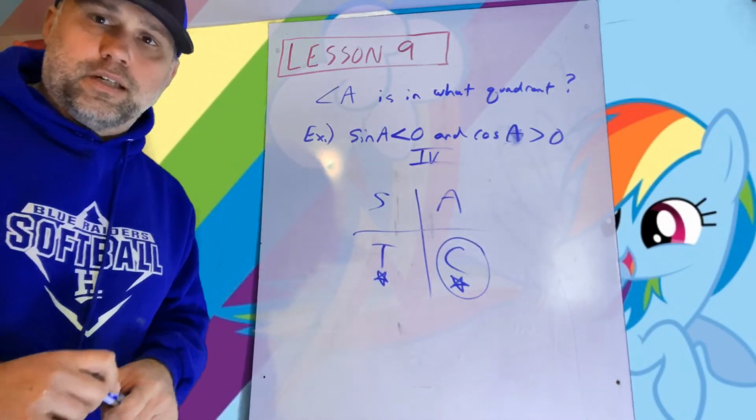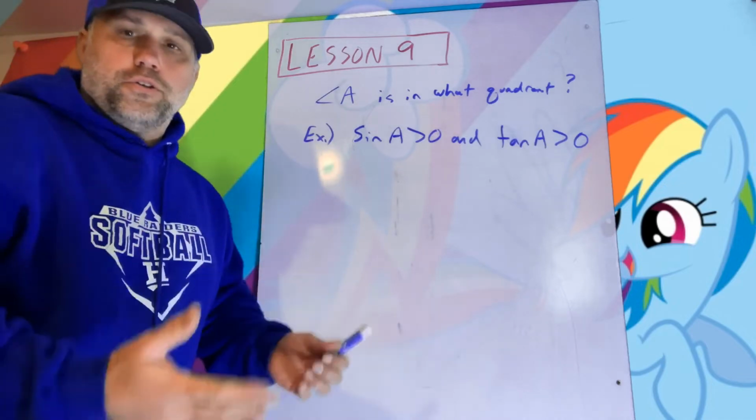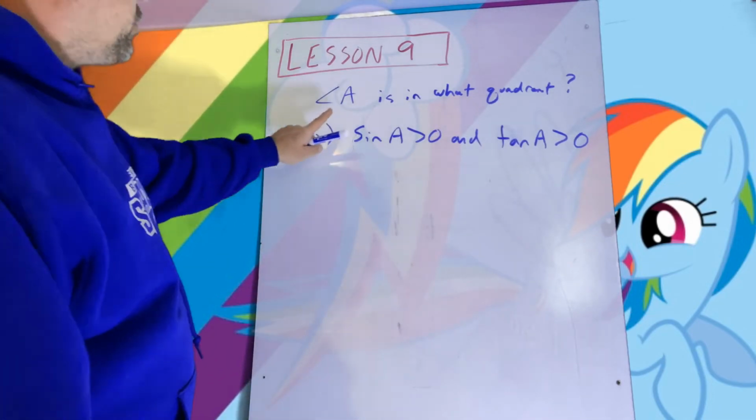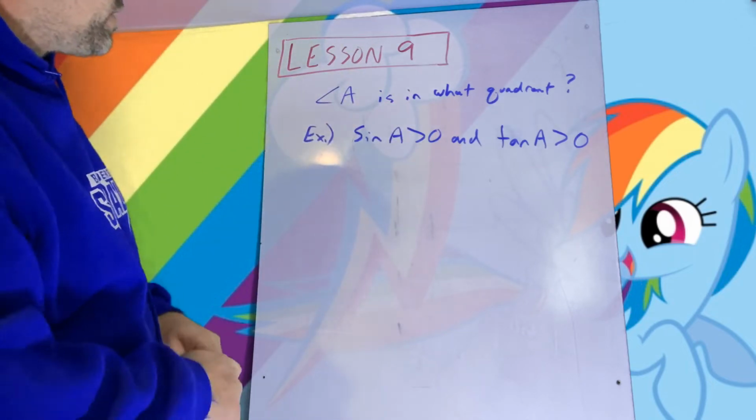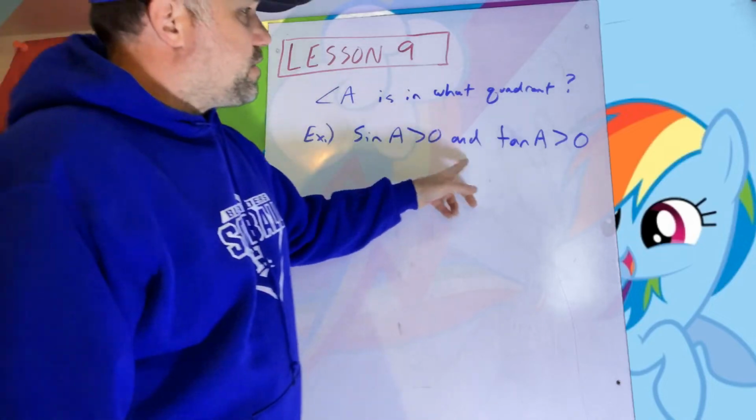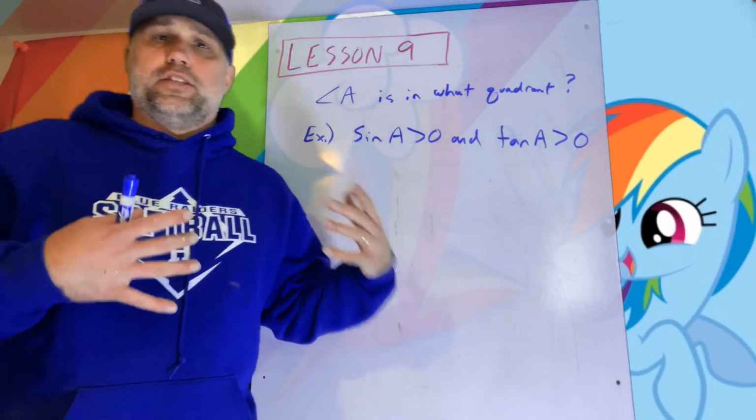I'm going to do another example. New example. If you need to pause the video and copy it down, same directions though. Angle A is in what quadrant? So this time the information is that the sine of A is bigger than 0 and the tangent of A is bigger than 0. So we have to take both of those things into consideration and draw a conclusion here.